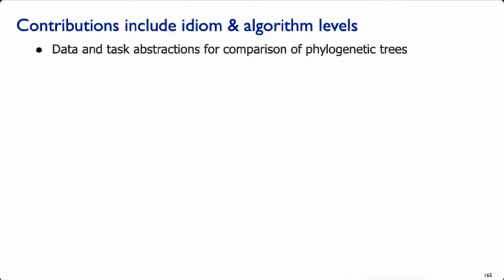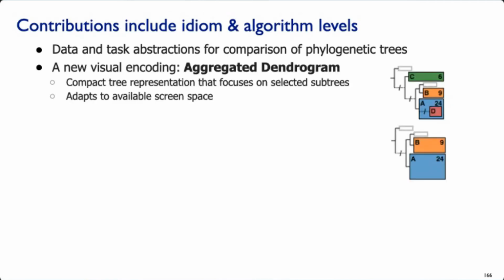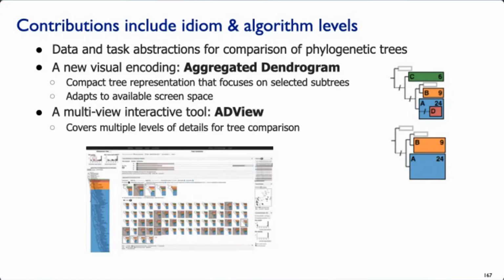What we did in the Aggregated Dendrogram project was to think hard at the idiom level and at the algorithm level. We came up with data and task abstractions for looking at these evolutionary trees. We proposed a new visual encoding, which we called the aggregated dendrogram. We wanted it to be compact and focus on this intermediate level of structure with selected subtrees. Algorithmically, we wanted it to automatically adapt to how much screen real estate you give it. We also built a tool around this idea of aggregated dendrograms as a visual encoding base. The ADView tool allowed multiple levels of tree comparison.